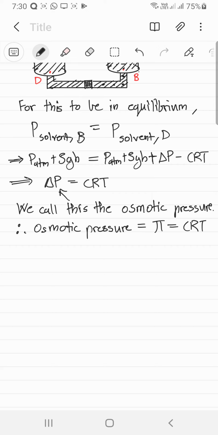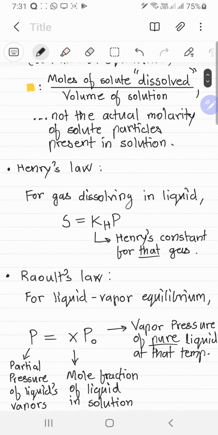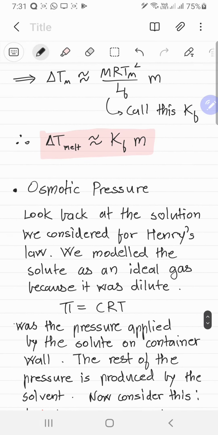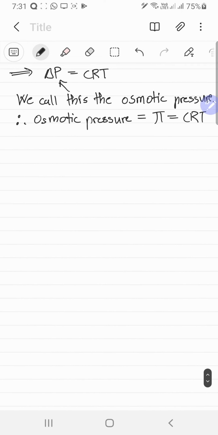So yeah, that was it. That was liquid solution. It took quite a time, half an hour, but I hope you learned something that you didn't before. At least I did while writing this.